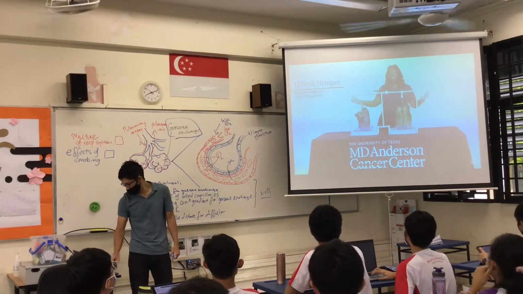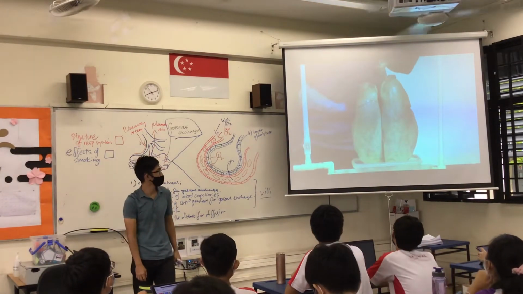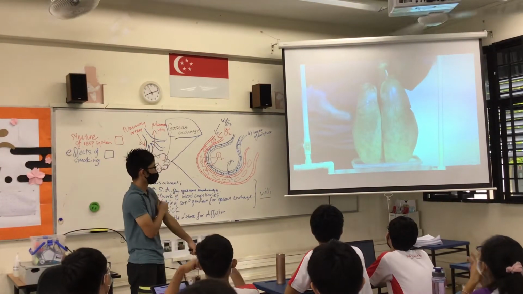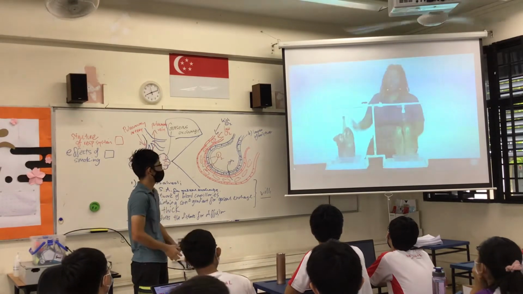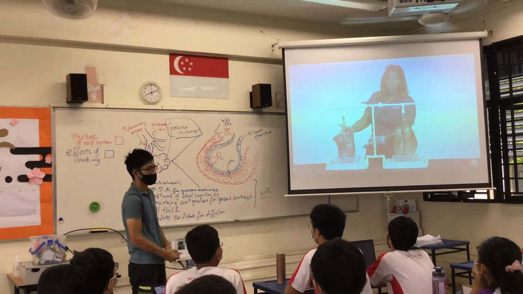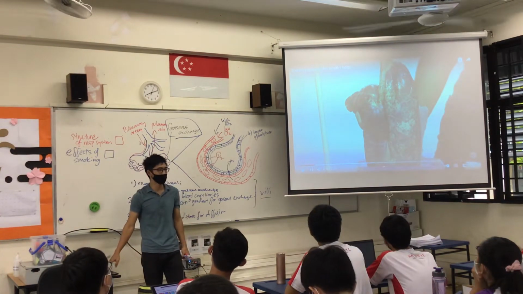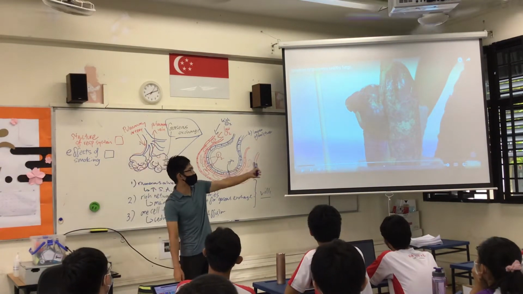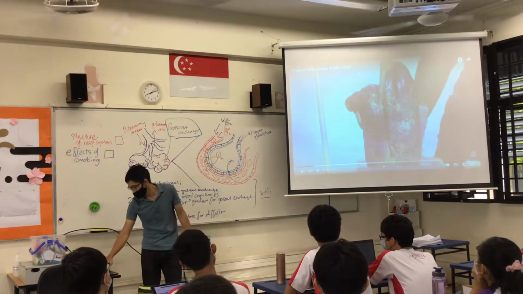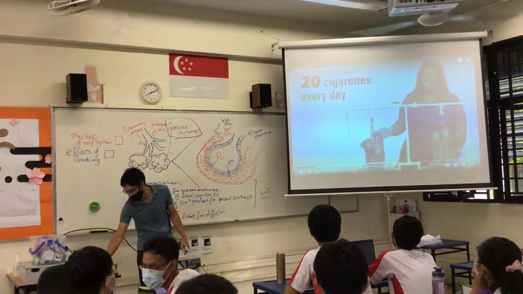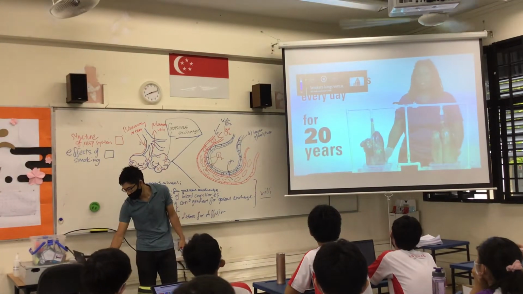Take a look at these two sets of lungs. This set is pink and healthy. They represent the lungs of a healthy person. This set doesn't look so well. They represent the lungs of someone who is smoking. The color makes both lungs look bad. The lung on the left is the really bad one. Half a cigarette, that's 20 cigarettes, every day for 20 years.